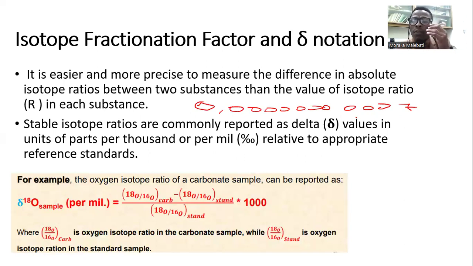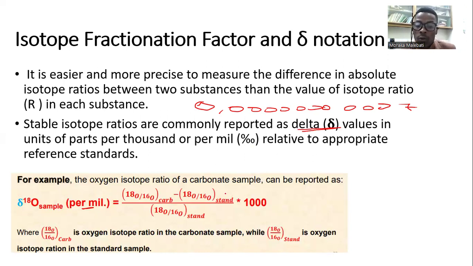For geologists to be able to understand these values, they need to express them. Stable isotopes are commonly reported as deltas. You need to express them in terms of delta values, in units of parts per thousand or per mil, relative to appropriate reference standards. So you multiply by 1,000, and by so doing you are in per mil. Now the data becomes an easier thing to interpret.